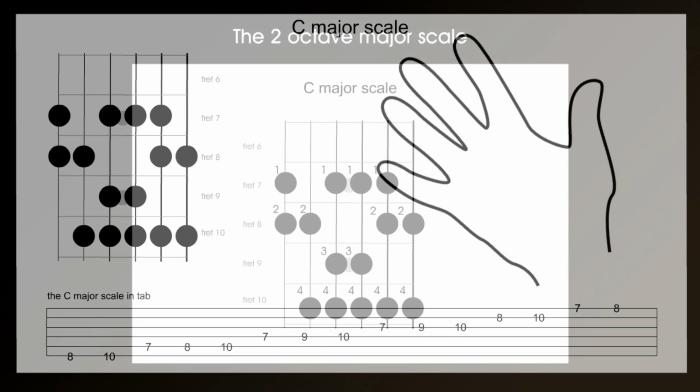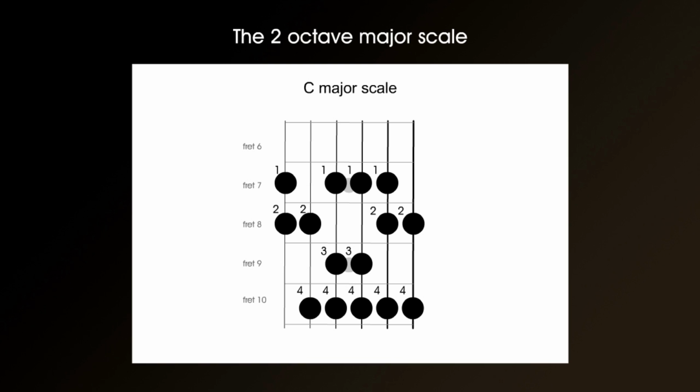Practice this scale until you can play it smoothly, and try and memorise it if you can. Once you've done this, play up the scale, then down the scale, and keep practicing it until you have it smooth and well and truly memorised.